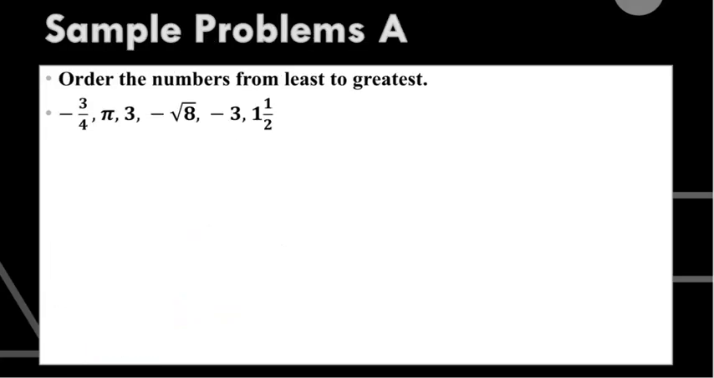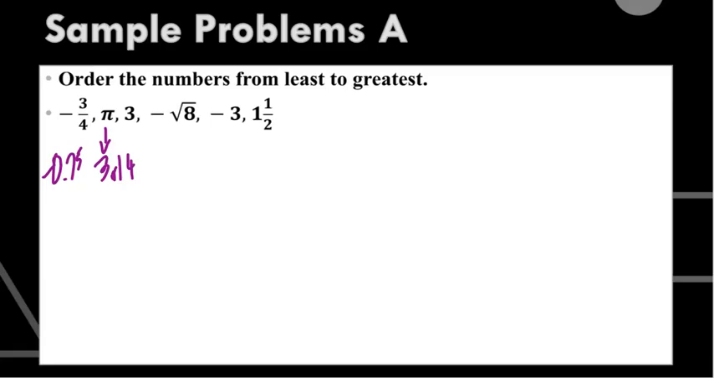First couple problems here, we're going to order these numbers from least to greatest. Now it may help to put them all in the same kind of format. So maybe this would be better if you put it as fractions, or you could put it as decimals. We know that pi is 3.14. -3/4 would be -0.75. We got 3, and then negative square root of 8.